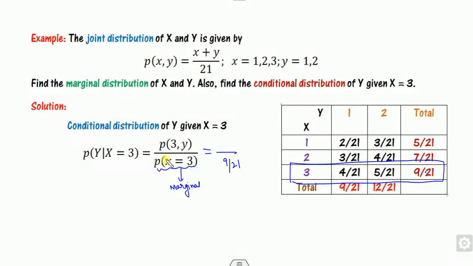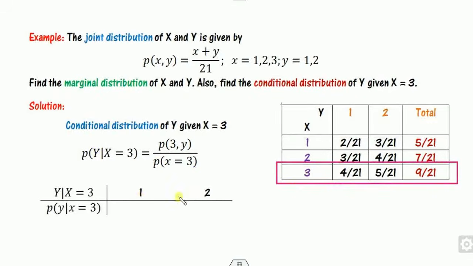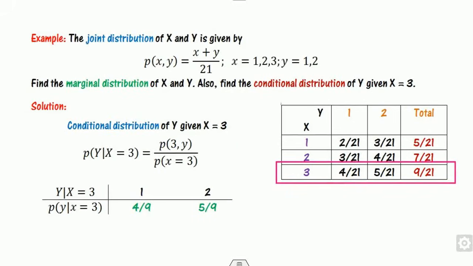Okay, so now you have to find the value of y. What are the values of y? 1 and 2. So you have to find this table. Look at that, the denominator is 9 by 21. So when y is 1, it's 3 comma 1, which is 4 by 21, divided by 9 by 21, so it's 4 by 9. Similarly for this one, it is 5 by 21 divided by this, so this is the conditional distribution of y.